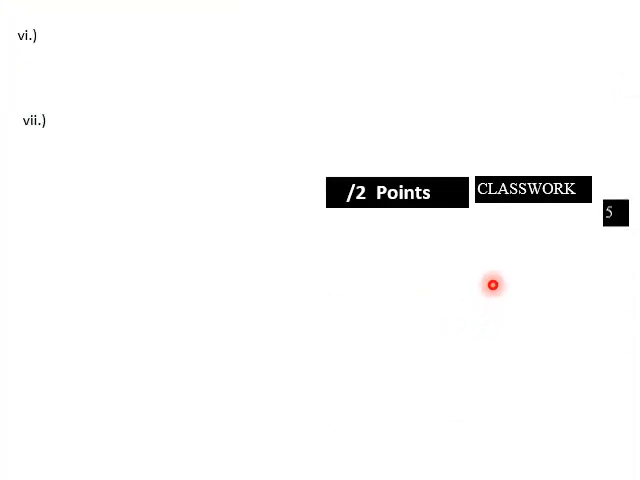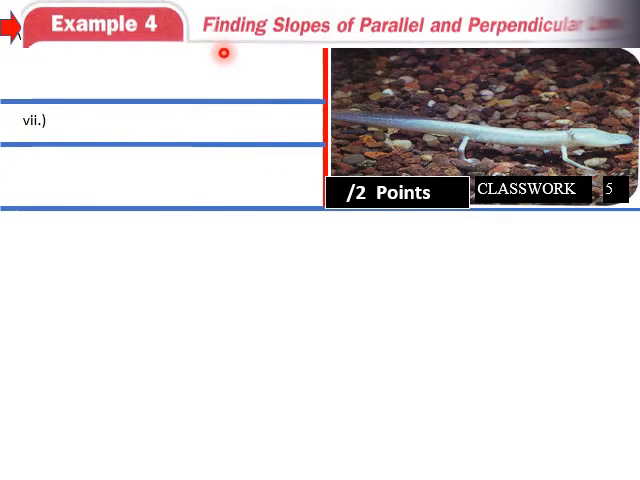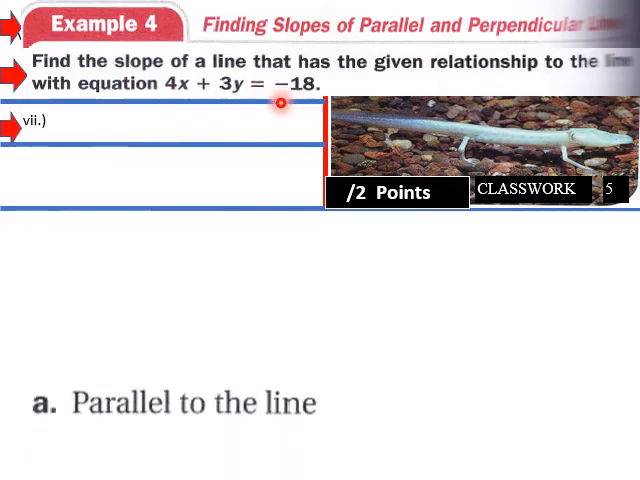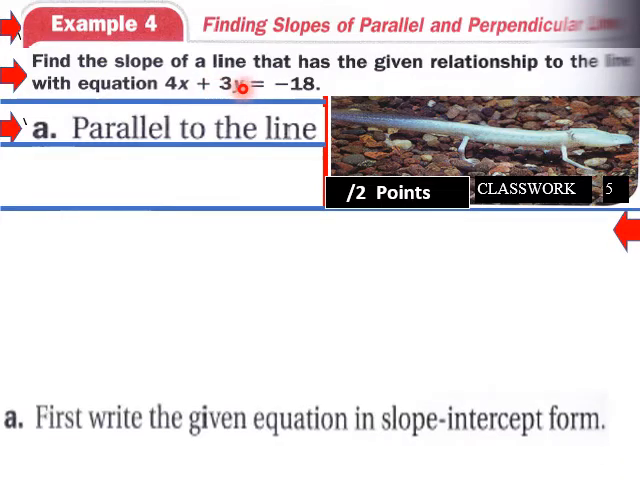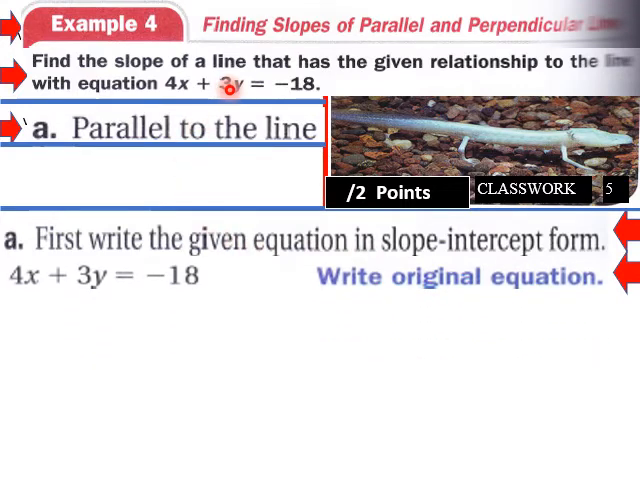Let's try one now in an example. Example 4, finding slopes of parallel and perpendicular lines. Find the slope of a line that has a given relationship to the line with the equation 4x plus 3y equals negative 18. A, let's find the slope of a line that is parallel to this line. First, write the given equation in slope-intercept form.